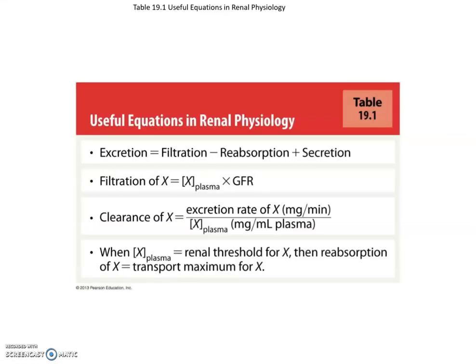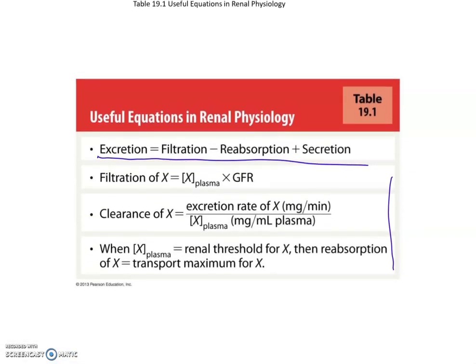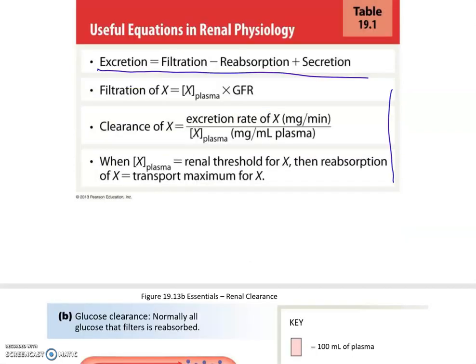Now the book is giving you some useful equations here for renal physiology, and that's this table, but basically just the first one is important for you guys. The excretion is equal to filtration minus reabsorption plus secretion. We talked about that. These here are more clinically relevant equations that, if you go to medical school or nursing school, might be important.